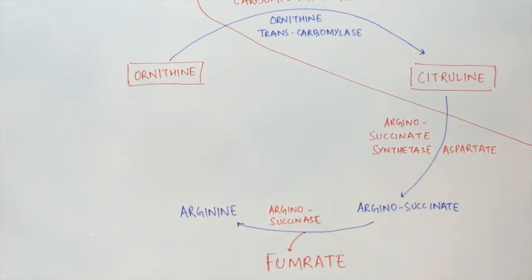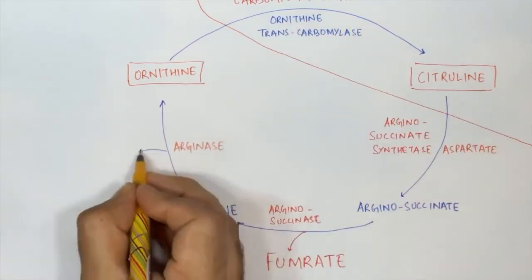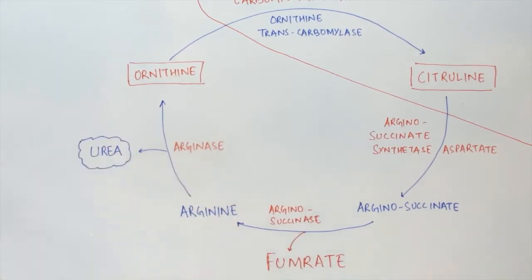fumarate and the arginine. Now in the last step of the urea cycle, the enzyme arginase acts on the arginine and lyses it to produce urea and ornithine. The ornithine is utilized back into the urea cycle, whereas the urea is a soluble compound. It dissolves into the blood and is transported to the kidneys to be excreted in the form of urine.